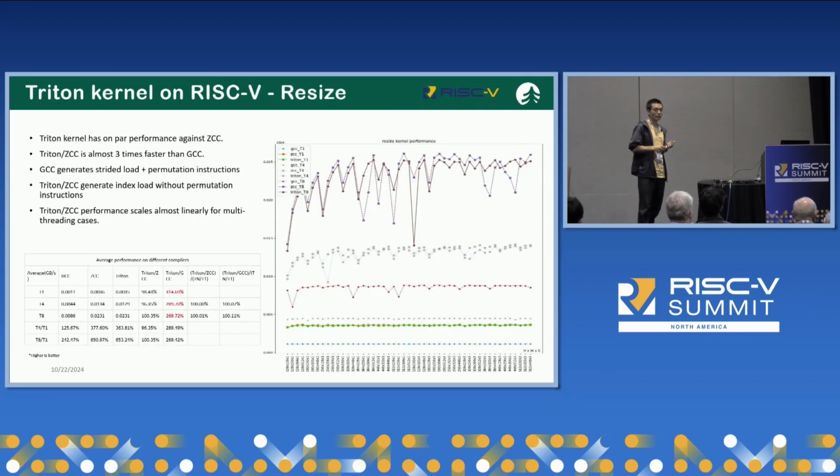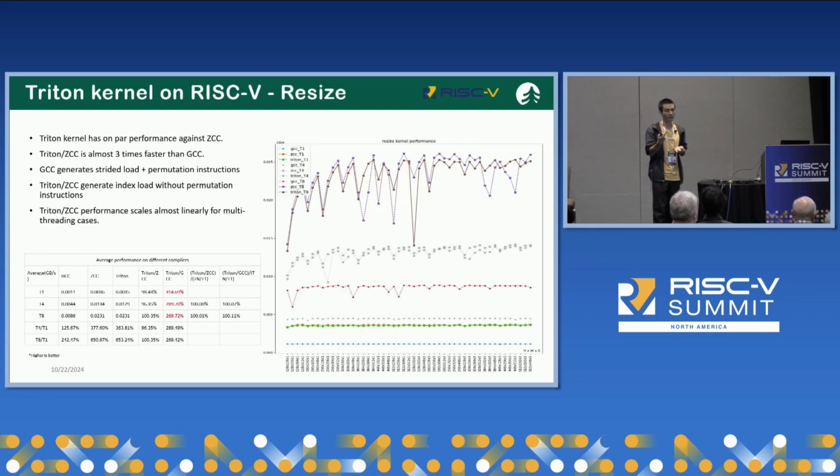For resize, it's a computer vision kernel. So we can see the Triton kernel has on par performance with ZCC, and both Triton and ZCC are almost 3 times faster than GCC. So why does GCC perform badly? Here are the reasons.